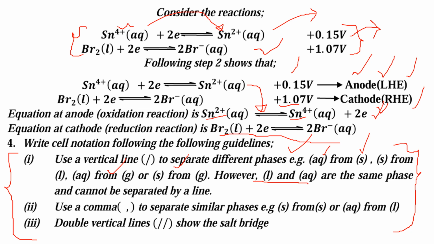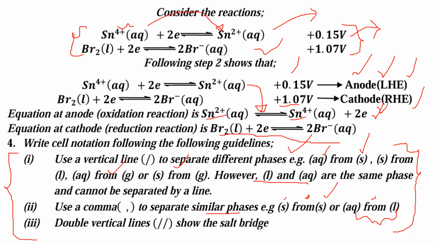These ones cannot be separated by a line, but we separate them using a comma. For example, if you look at Roman number 2, I've told you that if you're having similar phases, for example, things that exist as solid, we use a comma to separate such elements or compounds. And also aqueous and liquid, because all these ones are going to be solutions. So since they exist in liquid state, we also separate them with commas.